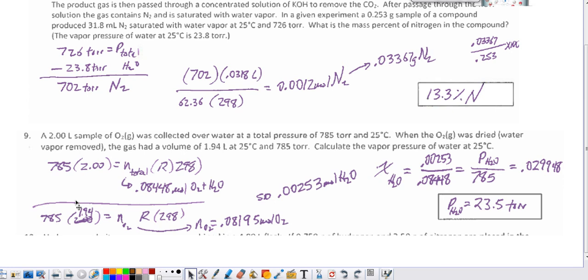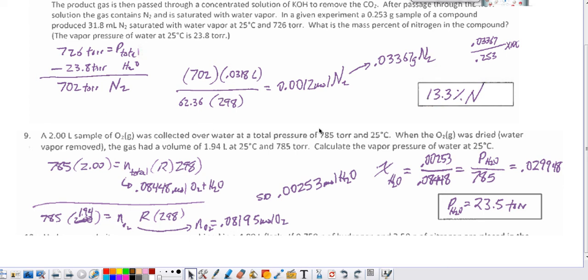Number 9 is also similar. You have some oxygen collected over water. Here's the total pressure. When the oxygen was dried, the water vapor is removed. Now the gas is this. What's the amount of water vapor? So this time they're not telling us the amount of water vapor, but they've given us a lot of information. In the first sentence, 2 liters was collected over water. The total pressure, this is the pressure of oxygen and water. So 785 is both right now.